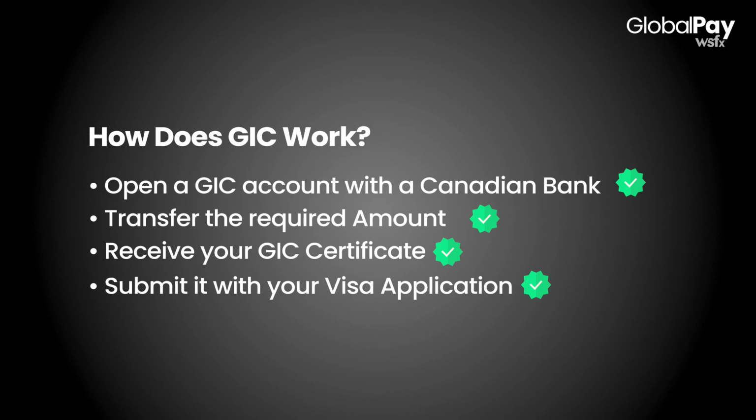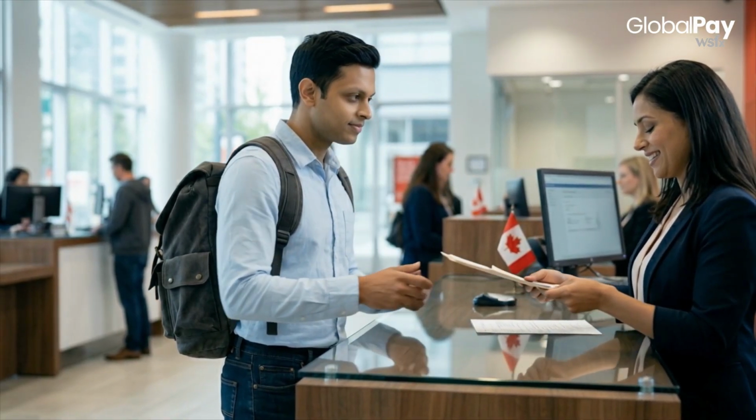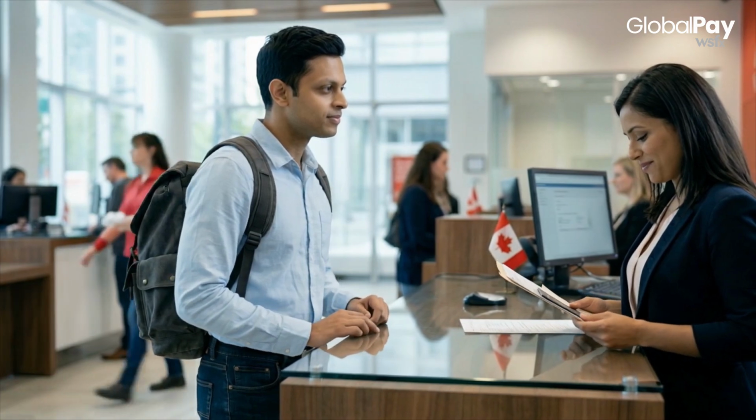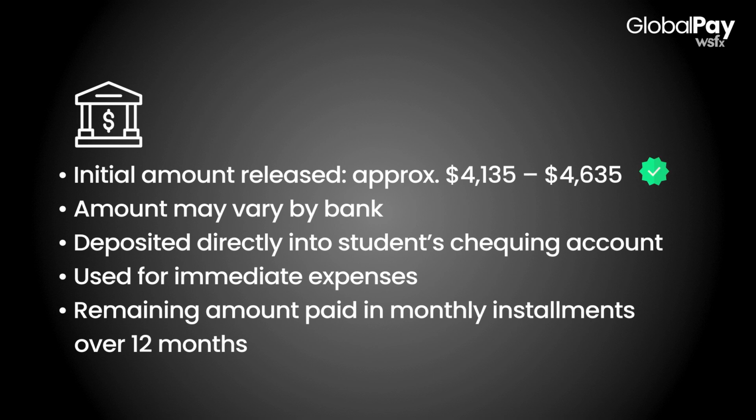After reaching Canada. Upon arrival in Canada, the student visits a bank branch to verify their identity and activate the account. The bank releases an initial amount, for example, $4,135 to $4,635. This amount slightly varies depending on your chosen bank. This amount is directly deposited into the student's personal checking account for immediate expenses. The remaining amount is paid in monthly installments over 12 months.